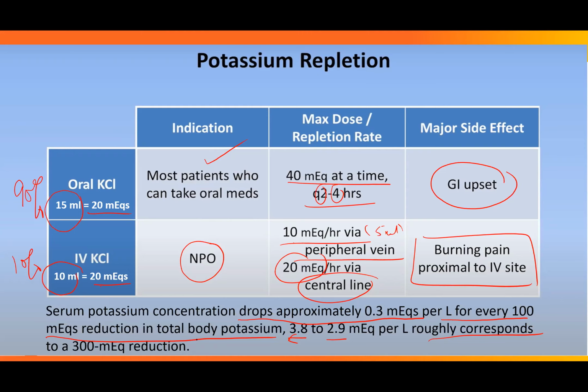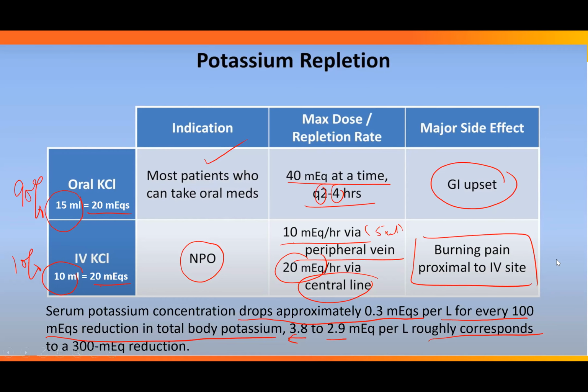If I use IV, only in case of nil per oral, I have to use it, or when there is a severe indication to treat immediately, then I use IV potassium chloride. In that case, I have to use a peripheral vein, 10 milliequivalents or 5 ml per hour. Here, 20 milliequivalents, 10 ml per hour in the central vein. Burning pain is the problem.